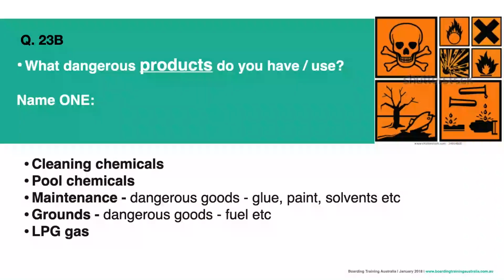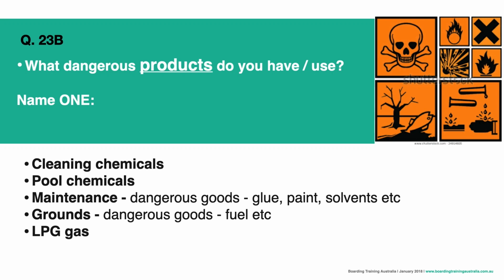Can you think of a dangerous product that you have or use in the residence, and where are they stored? It could be cleaning chemicals, pool chemicals, things to do with maintenance such as glues, paints, solvents. There could be general grounds type things that you need to maintain your grounds, like your fuel or your dangerous chemicals for spraying and that sort of thing, and also gas and fuel storage around the property.